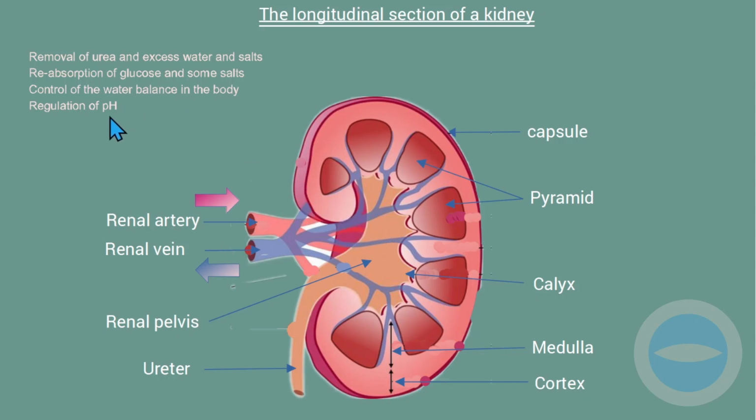And then another function is the reabsorption of glucose and some salt. And then it controls the water balance in the body. So we will talk about osmoregulation. Osmoregulation takes place in the kidney. The kidney is responsible for regulating the water level in the body, and it also regulates the pH. So pH, which is the acidity and alkalinity, is also controlled by the kidney. So the pH of the blood is controlled by the kidney. So these are the things that we learned in this video.